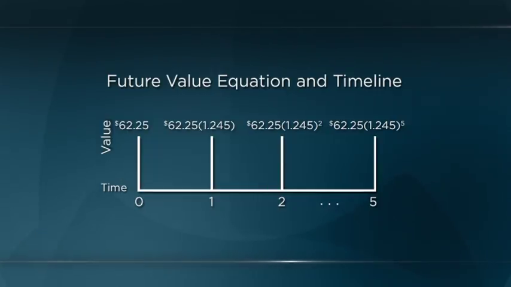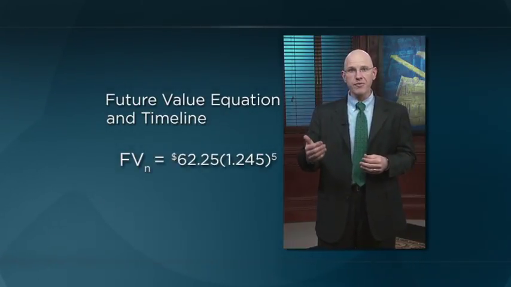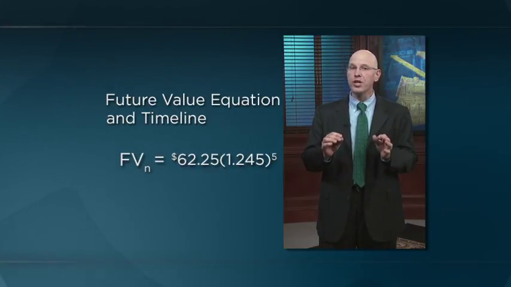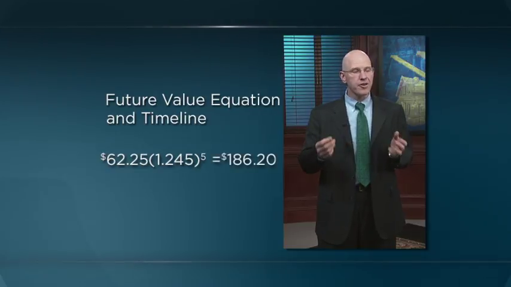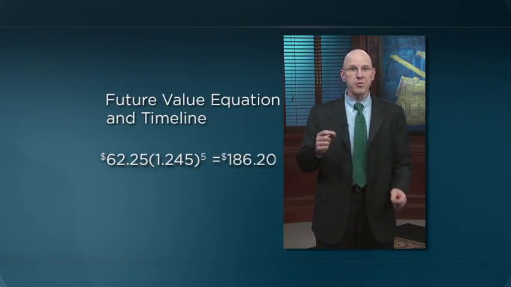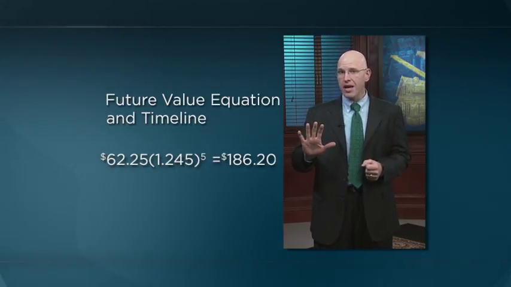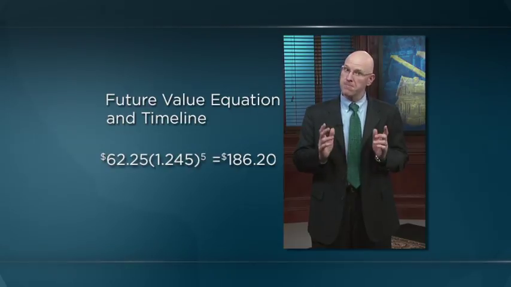Then the future value equation becomes FV, our future value, is equal to 62.25 times the quantity 1.245 raised to the 5th power, which gives us $186.20. So this is what the stock investment will be worth after 5 more periods if it maintains that 24.5% return per period. Not too bad.